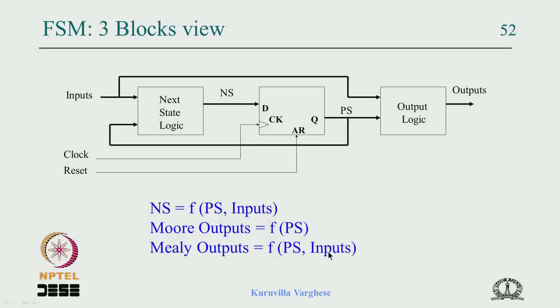Now one thing to notice is that if you look at this next state logic, the input to the next state logic is the present state and the input, and it decodes the next state, okay. Now if you look at the output logic, the input to it is the present state and the inputs, and it decodes the output, okay. Now, since the inputs are the same, why don't we combine this together in a block and call it logic. The output of the logic is the next state and the outputs, okay.